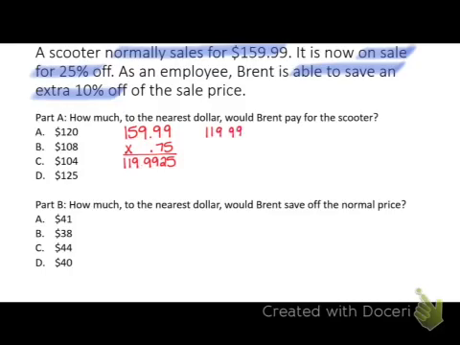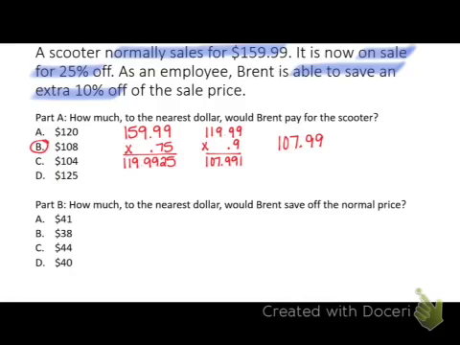But Brent is an employee and gets to take an additional 10% off. So he now is going to pay only 90% of that price. So if you take $119.99 and multiply it by 90%, you're going to come up with 107.991. And that means that he is paying $107.99. So if we round that according to our options, then he is paying $108.